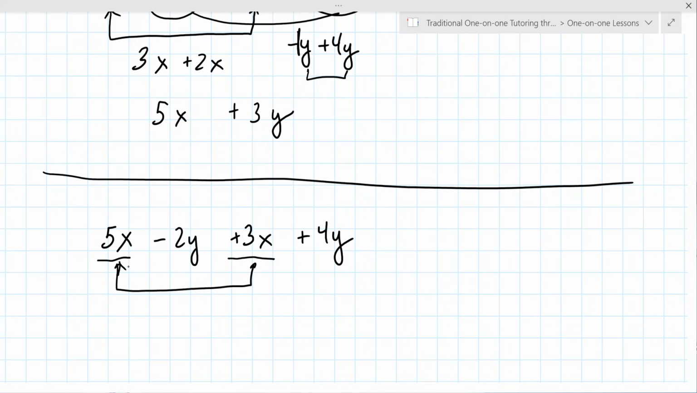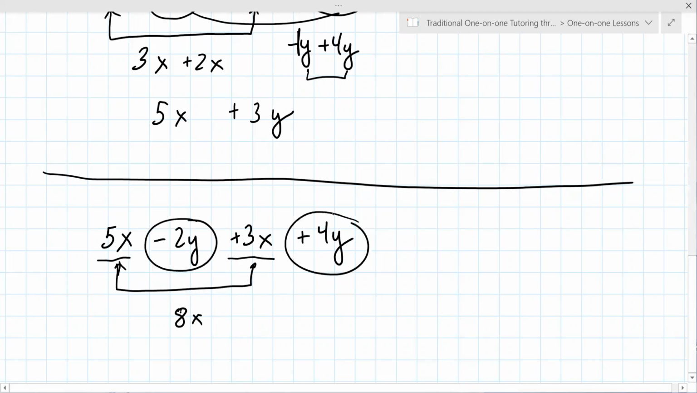What is 5x plus 3x? 5x plus 3x. Okay, yeah, I know that. It's 8x. Okay, and now you got minus 2y plus 4y. Negative 2y plus 4y. So what does that equal? 2y. Yes, plus 2y. Good.